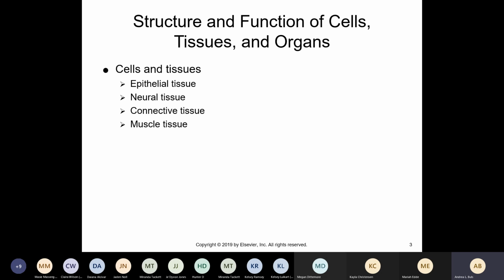Cells and tissues. We'll talk about tissues first. We've got epithelial tissue, neural tissue, which is nerve. Epithelial obviously is your skin. Connective tissues are ligaments, tendons, everything that kind of holds our body together. And then muscle tissue is our muscles.